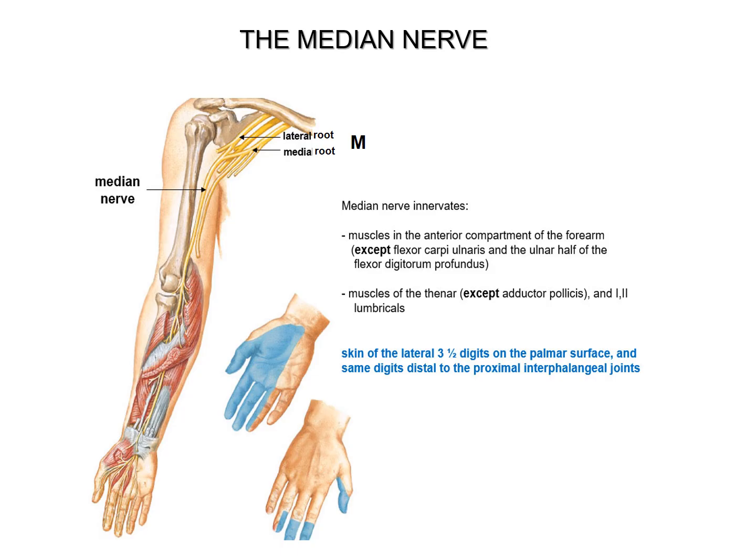The median nerve enters the hand across the carpal tunnel, where it terminates by dividing into two branches: recurrent branch and palmar digital branch. Recurrent branch innervates the thenar muscles, except adductor pollicis. Palmar digital branch innervates the palmar surface and fingertips of the lateral 3.5 digits, and same digits distal to the proximal interphalangeal joints on the dorsal side of the hand. It also innervates the two lateral, first and second, lumbrical muscles.